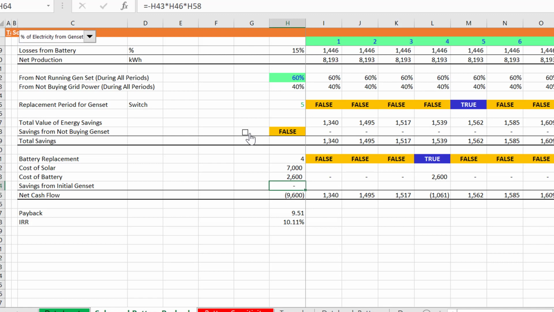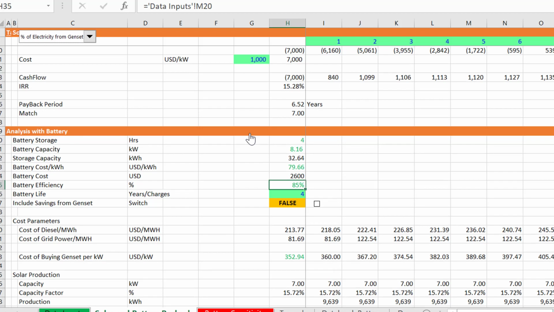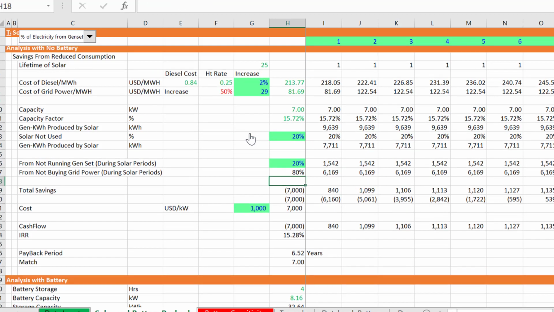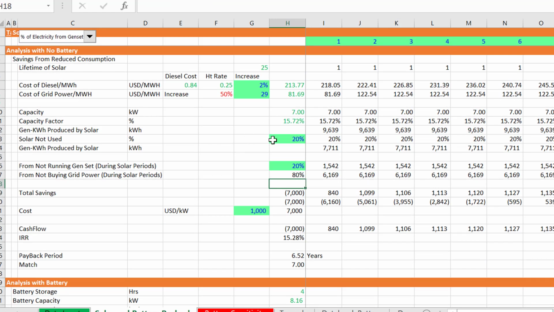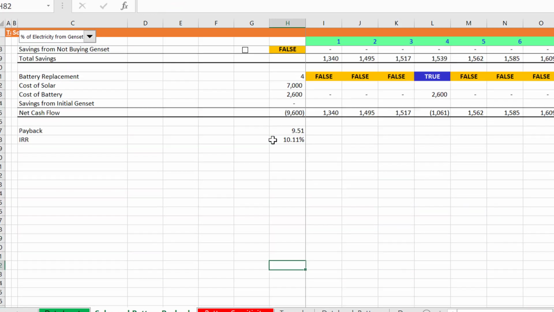Okay, then if you don't replace it, it seems to be a better strategy just to do this without the batteries. And then if you're lucky enough to have load where maybe you'll only use 5% of it, then you get a much better return without the battery than with the battery.